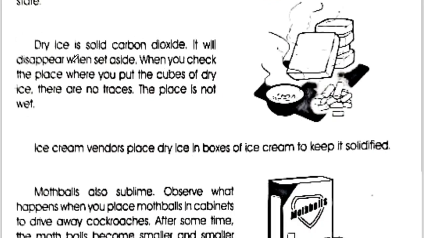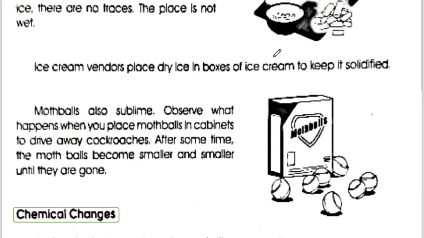Just like, for example, dry ice is solid carbon dioxide. It will disappear when set aside. When you check the place where you put the cubes of dry ice, there are no traces. The place is not wet. Ice cream vendors place dry ice in boxes of ice cream to keep it solidified.